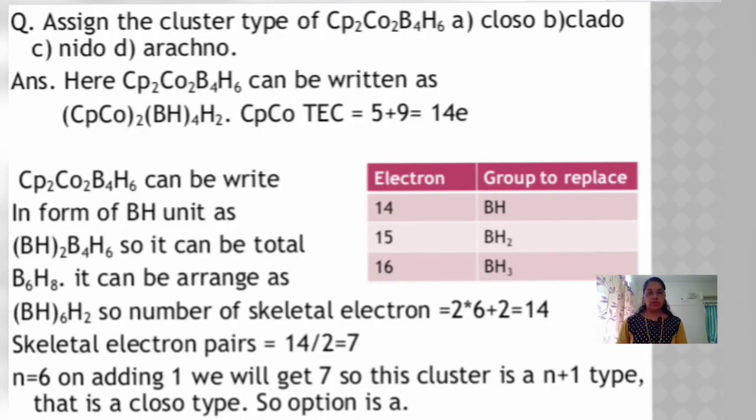So the skeletal electrons are 6 into 2 plus 2, that will be equal to 14. After getting the skeletal electrons, we divide by 2 to get the skeletal electron pairs, that is 14 by 2, equal to 7. So here the total number of boron atoms is 6. So on adding 1 only we are getting the skeletal electron pairs, that is 7. So it is a type of n plus 1 type. n plus 1 is the condition of a closo type. So Cp2Co2B4H6 belongs to a closo type metallic cluster. So option is A.